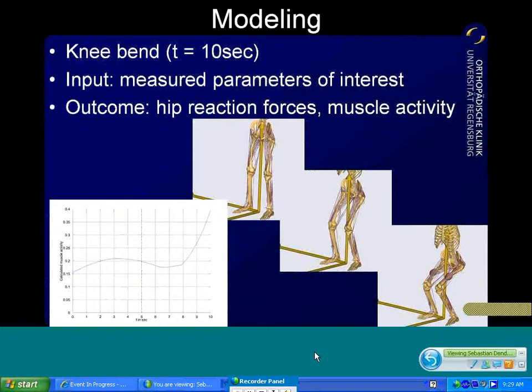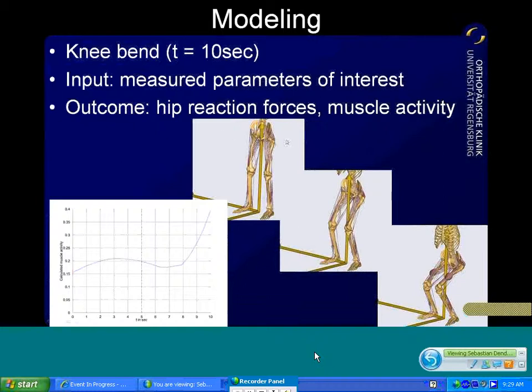We then conducted musculoskeletal modeling using the AnyBody modeling system. As the activity of daily living, we picked an event which lasts for 10 seconds. The analysis was conducted for 10 seconds. As an input, we would have the measured parameters of interest of the X-ray images and of the CT images. As an outcome, we would have the hip reaction forces and the muscle activity.